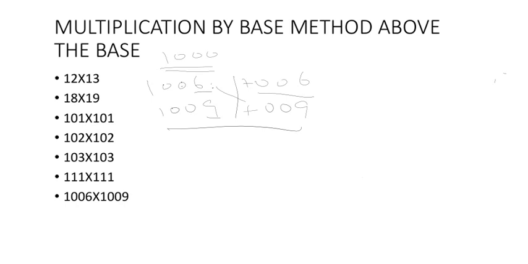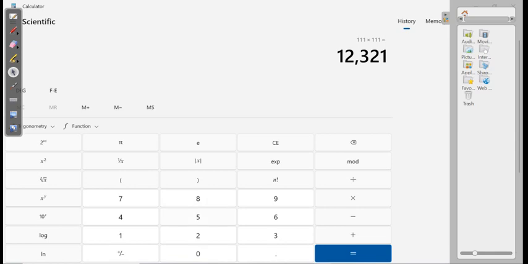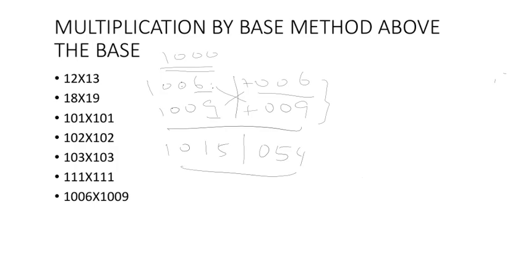So when I take the addition of the crosswise values, it is 1015. 6 plus 9, it is 15, and multiplying these two values, 6 9s are 54, so 054. So the answer will be 1015054. Let me check. 1006 multiplied with 1009, the answer is 1015054. Yes. So in this way we can obtain multiplication in a much faster way.